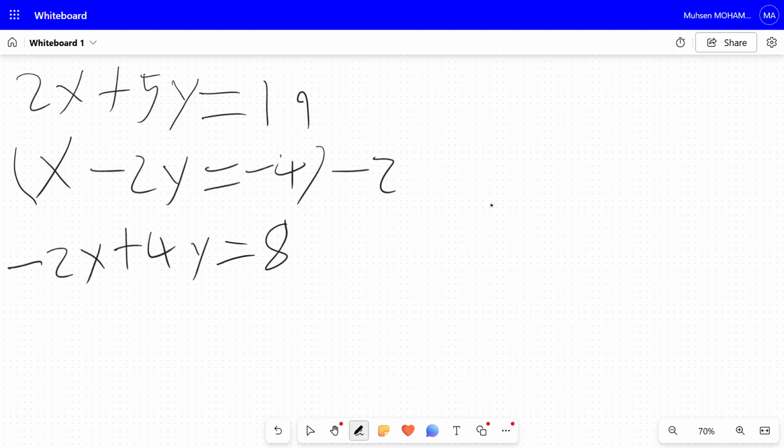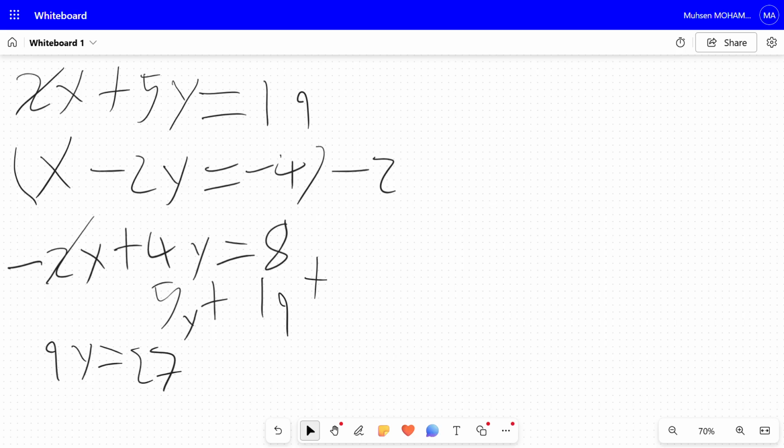So what will happen is both of the x terms will be cancelled out, which will leave me with 4y plus 5y of the first equation and 8 plus 19. This will make it 9y equals 27. Now I can divide by 9 on both sides, which will give me y equals 3.